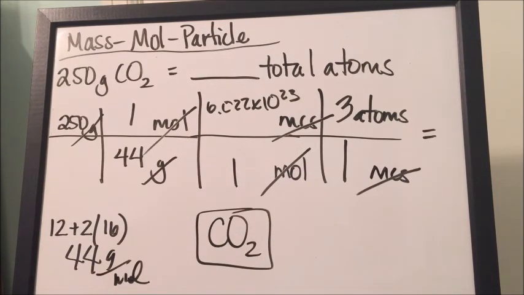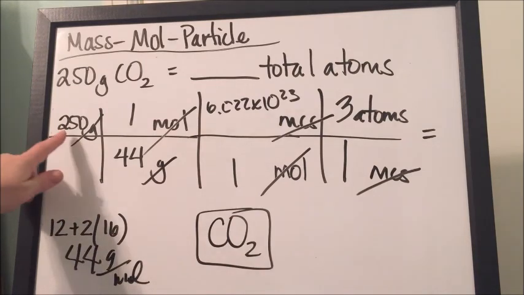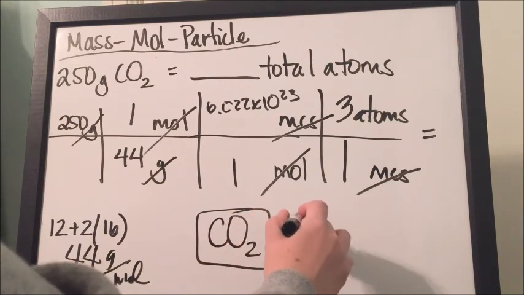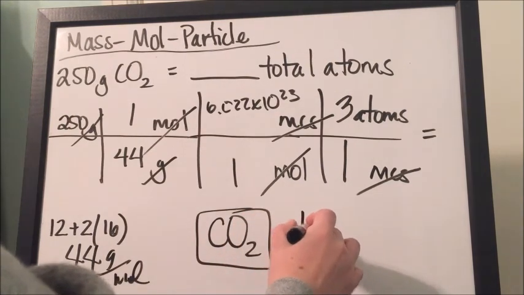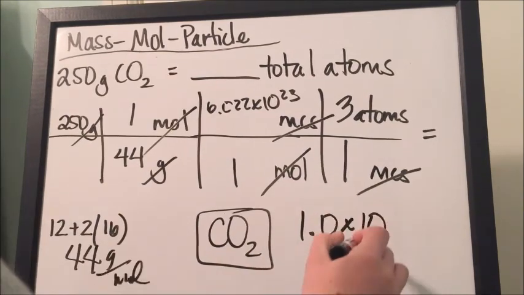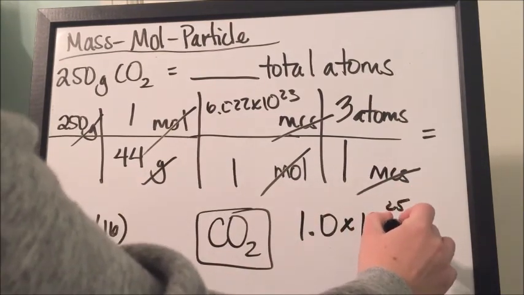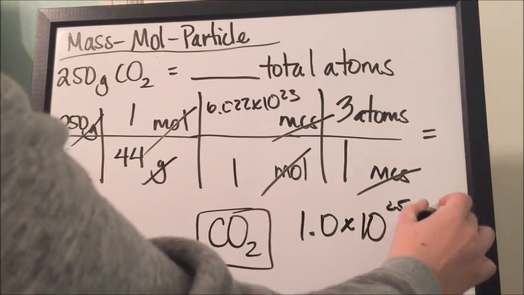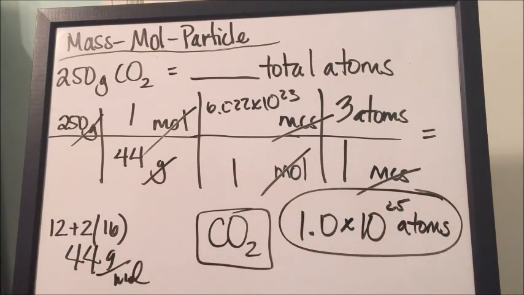Again, this is the hardest one you'd be asked to do, but this is where you're given a molecule, but you're asked about atoms. And so you must go that last step. Let's see what we get. To 2 sig figs, I got something along the lines of 1 point, well, it would be 1.0. 1.0 times 10 to the 25th total atoms as my answer.